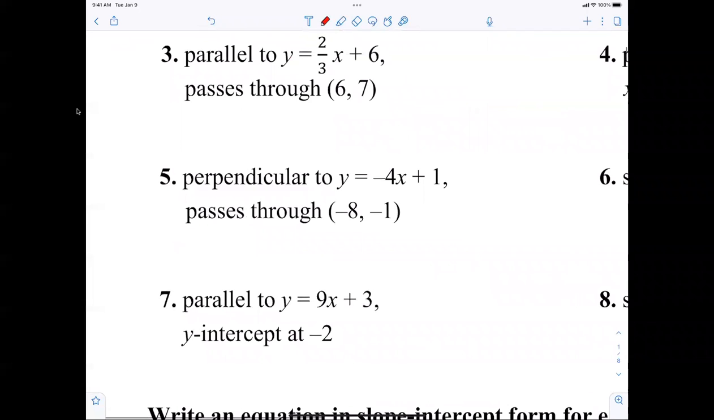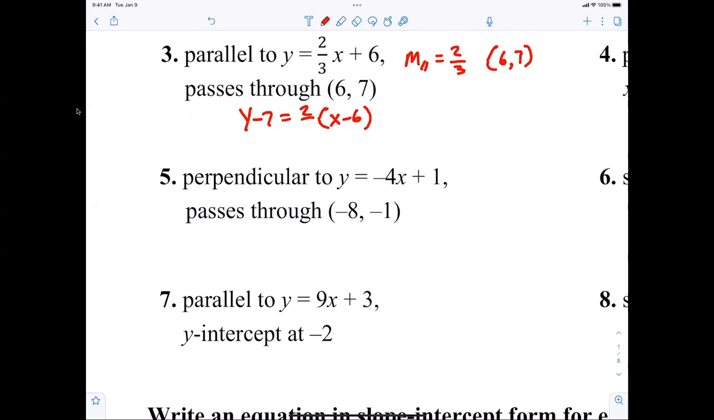Parallel means the slope is what? So the slope of the parallel line is equal to 2/3, passing through the point 6, 7. So now I think we should write it in point slope form. Why do we write it in point slope? You have a point and you have a slope. So here we go. Someone tell me, what's the equation? Y minus 7 equals 2/3 times x minus 6. That's exactly right. Nothing to it.